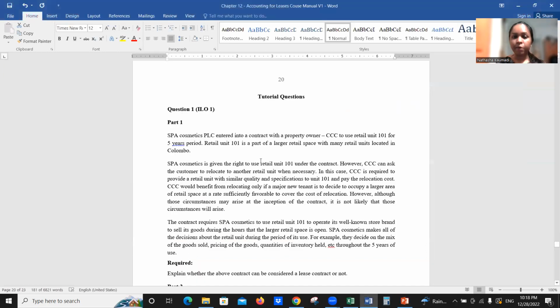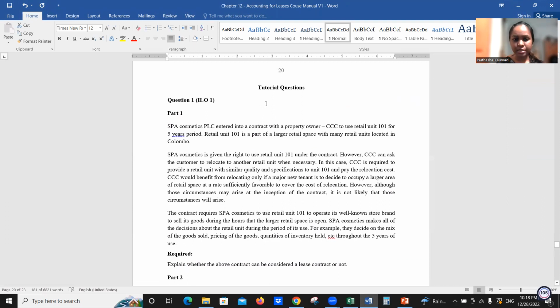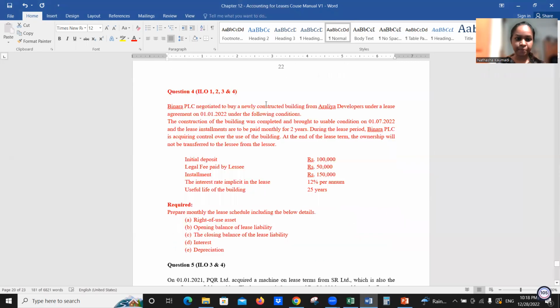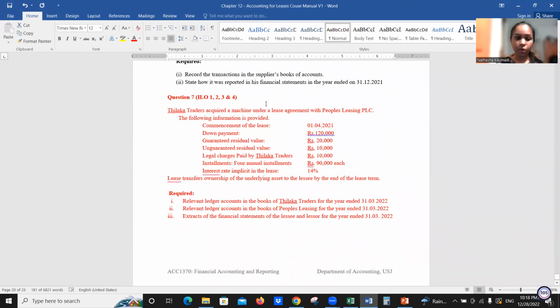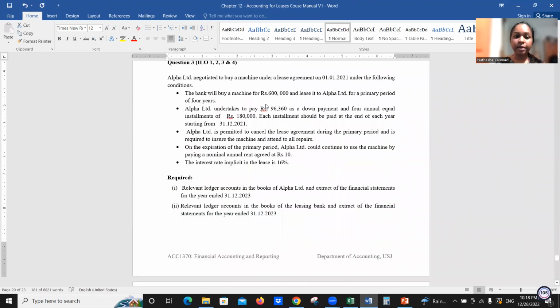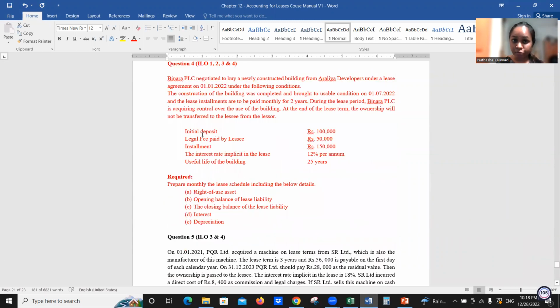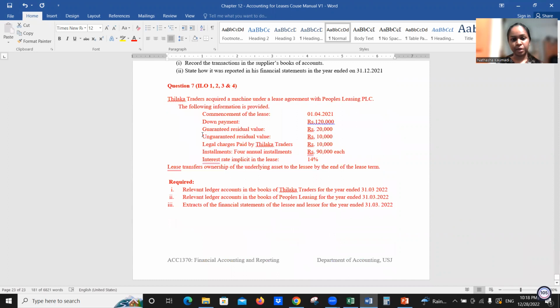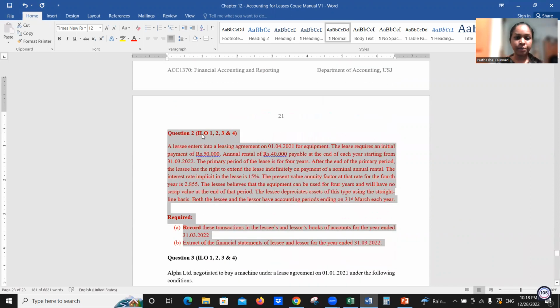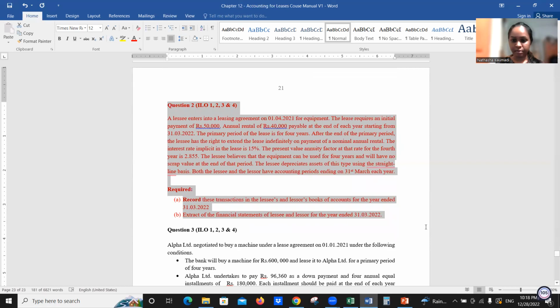Already we have uploaded the tutorial questions in the LMS. If you go to your course manual in the bottom part, you can see these questions. Apparently there are 7 questions altogether, but due to time constraints, in order to cover the full lessons, full theories you covered during the lecture, I have selected 3 questions for today's tutorial. We will be discussing question number 2, question number 4, and then question number 7. First we'll go to question number 2 and then continue.